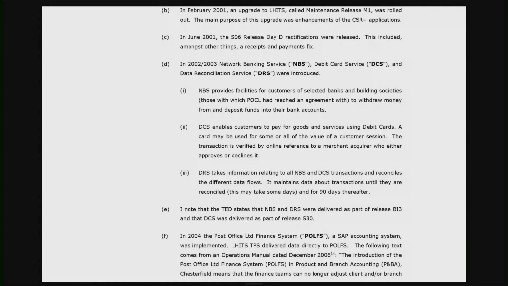In 2002-03, network banking services, NBS, debit card services, DCS, and data reconciliation services were introduced. Yes. And you describe in your report what each of those three features are. Certainly. The network banking services allowed customers of selected banks and building societies to withdraw money from or deposit money into their bank account. So it allowed banking functionality to be accessed through the Horizon system.